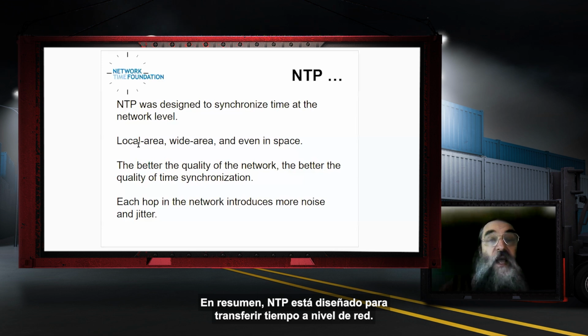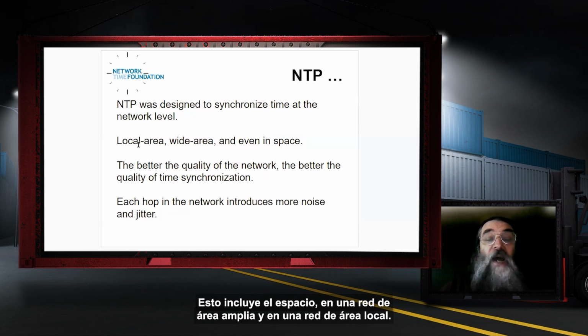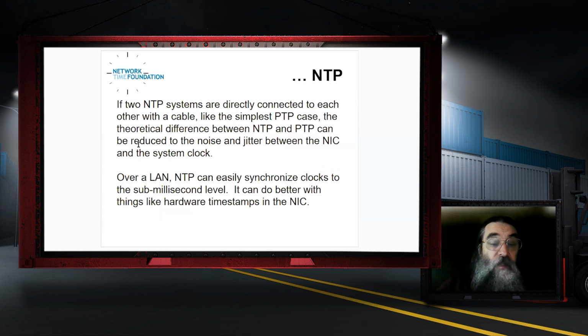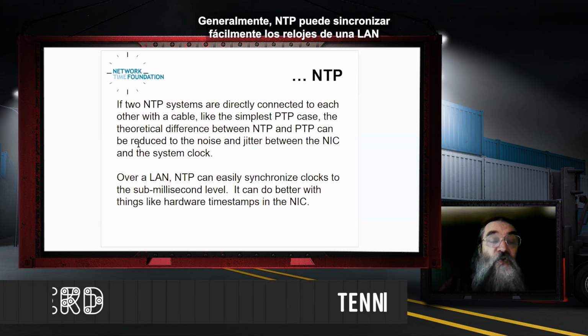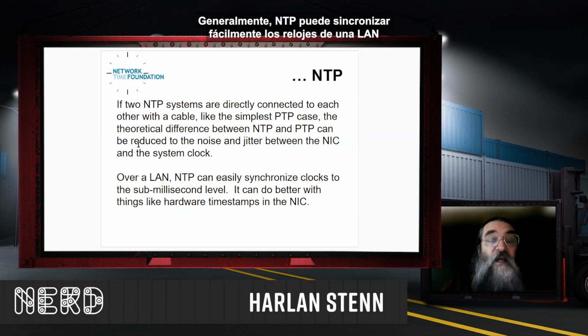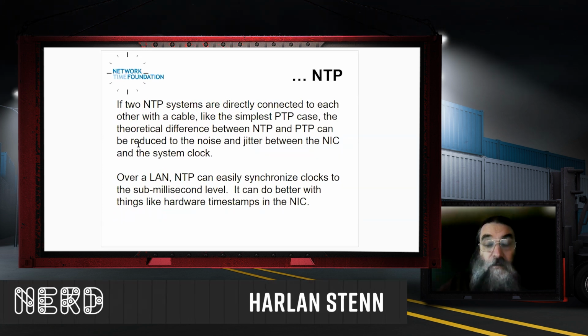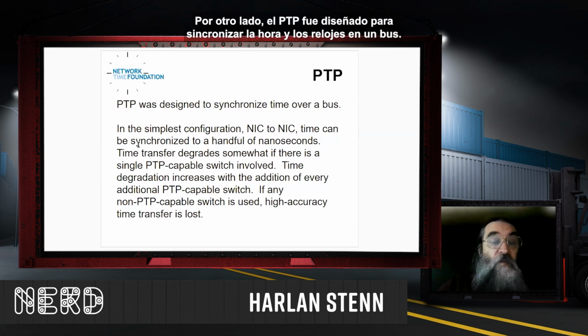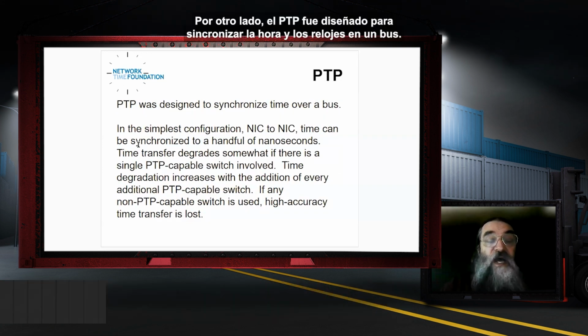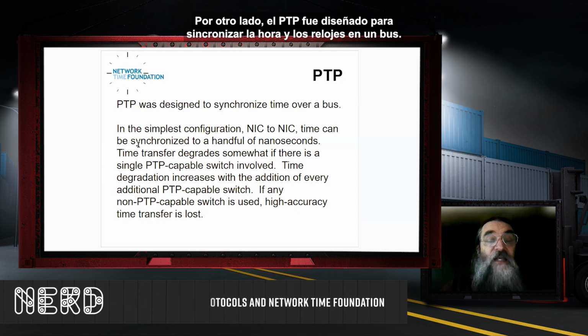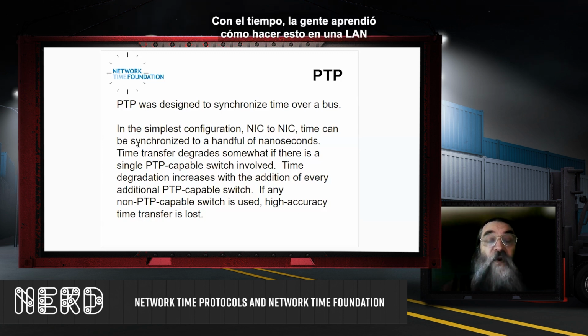To summarize, NTP is designed to transfer time at the network level, and that includes in space, over a wide area network, or over a local area network. NTP can usually easily synchronize clocks on a LAN to the sub-millisecond level. PTP, on the other hand, was designed to synchronize time and the clocks on a bus. Over time, folks learned how to do this over a LAN, given proper design, equipment, and network conditions.